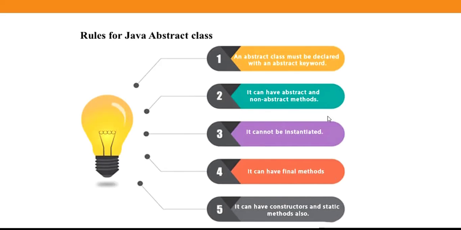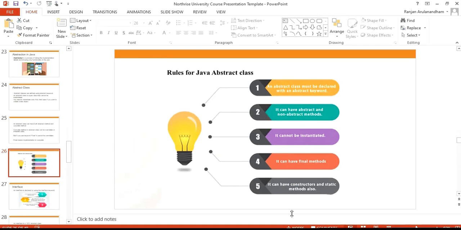So these are the rules for us to have the abstract class. First one is an abstract class must be declared with an abstract keyword. The second one is it can have both abstract method and non-abstract method. I will show you. Then it cannot be instantiated. The fourth one is it can have final method. As I said, you can have a concrete method if you want to override. Even if you don't want to override that method, you can make that concrete method into a final method so that it cannot be overridden. Finally, it can have constructors as well as static methods. Now, I'm sure that we are done with the theory part. Let me show you the practical part so that you will understand more.